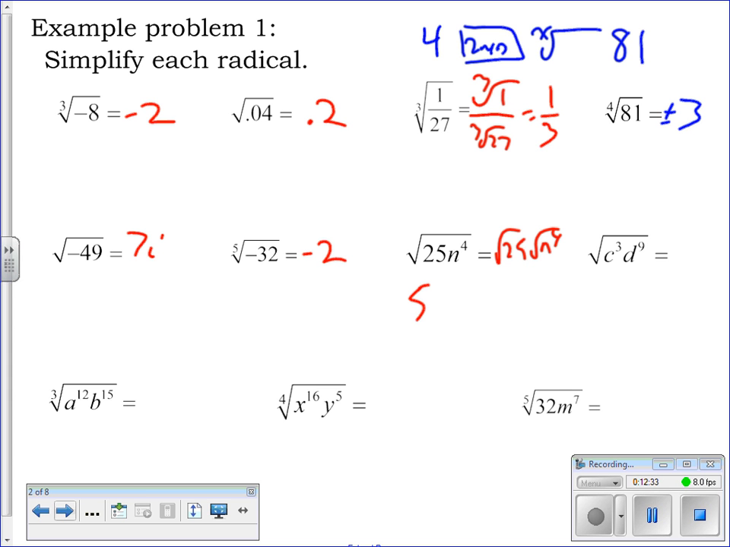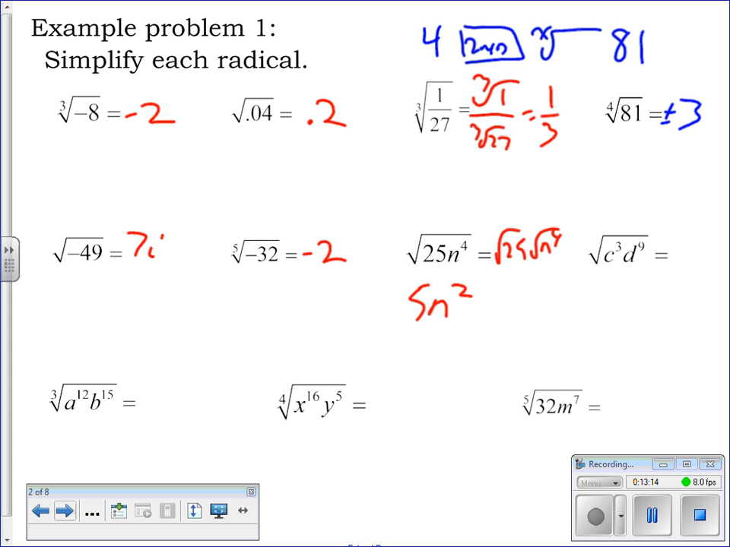Square root of n to the 4th. This is where it gets a little hairy. Take your index. What's my index on the square root? It's 2. Take the exponent of your variable. What is the exponent of my variable? 4. Take 4 divided by 2. What do I get? 2. 4 is evenly divisible by 2. That's my new power. For a square root, it's half the power. Half of 4 is 2. So that's n squared. Okay, not so bad.